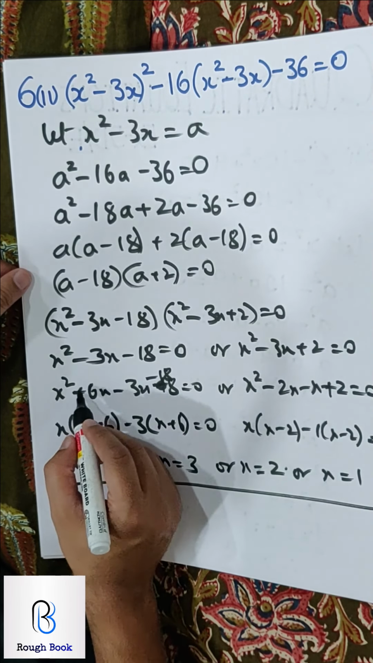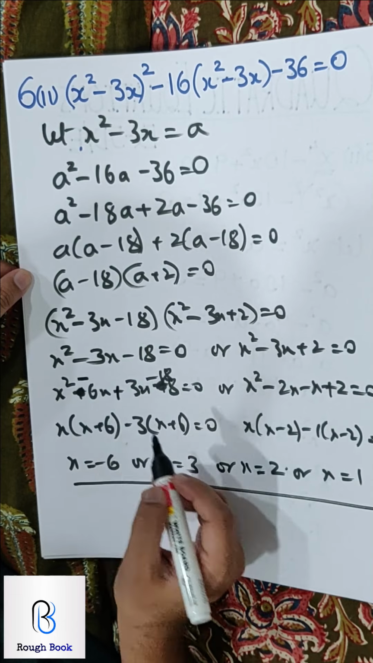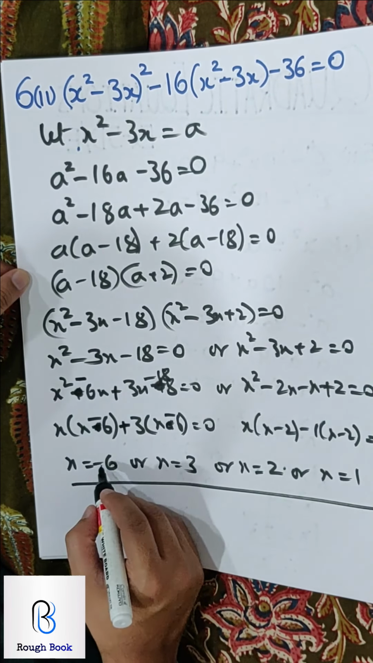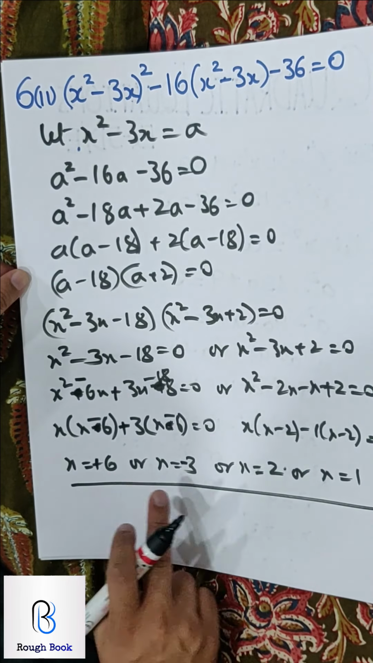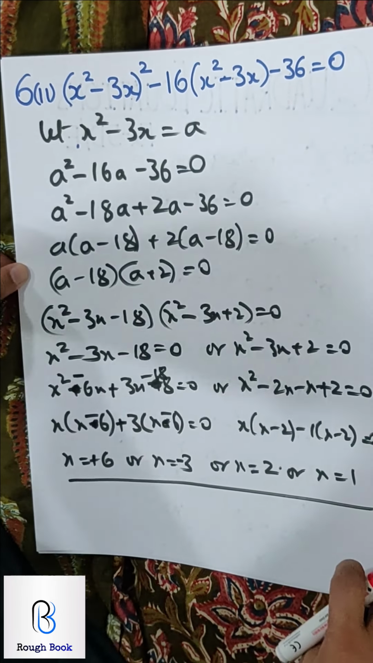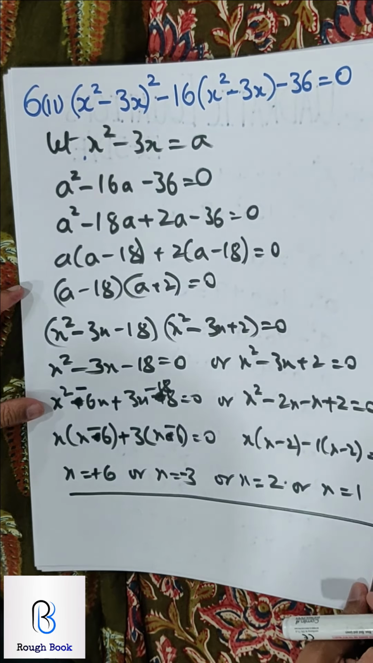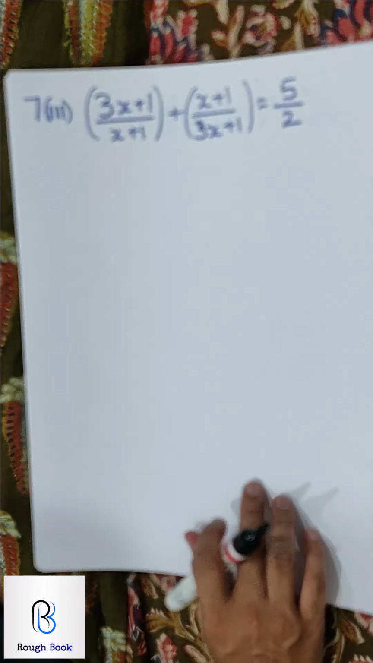Here I messed up, no? This should have been minus 6 plus 3. So minus 6 plus 3, so this will become plus 6 and minus 3. So 6, 3, 2, 1. Yeah, how many got the same? Cool. It's simple. I don't expect such type of questions in the exam, but yeah, we should know them.